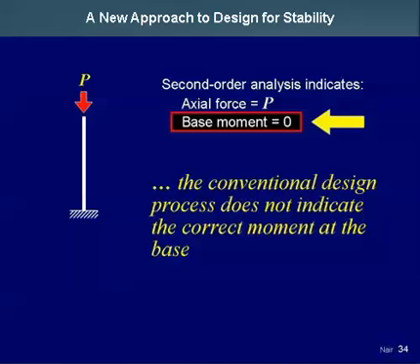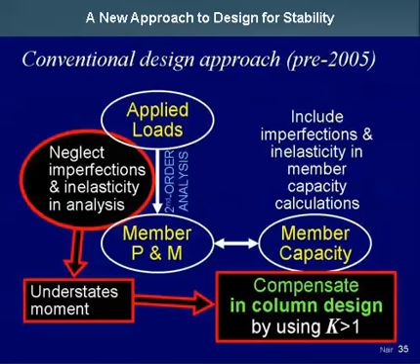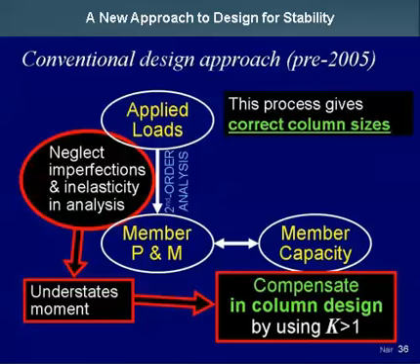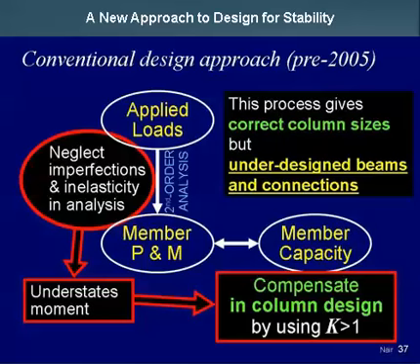So the conventional design process does not include the correct moment at the base in this case, or looking at it in general. In this process, we neglect imperfections, which understates the moment, so we compensate in the column design by using k greater than 1. That will give you the correct column size, but it does not give you the correct moments. And if you do not have correct moments, you're going to end up with under-designed beams and connections.